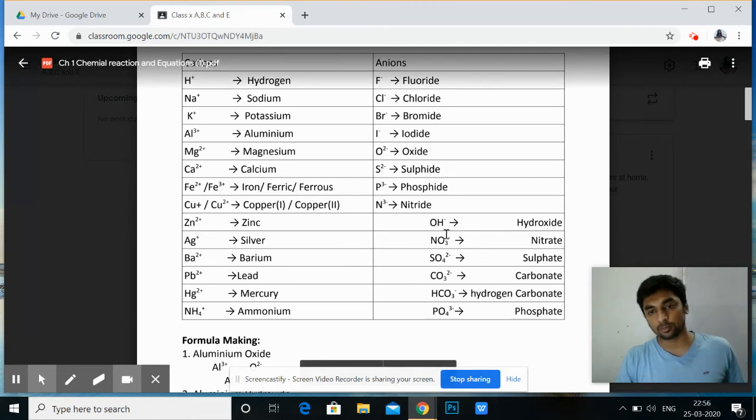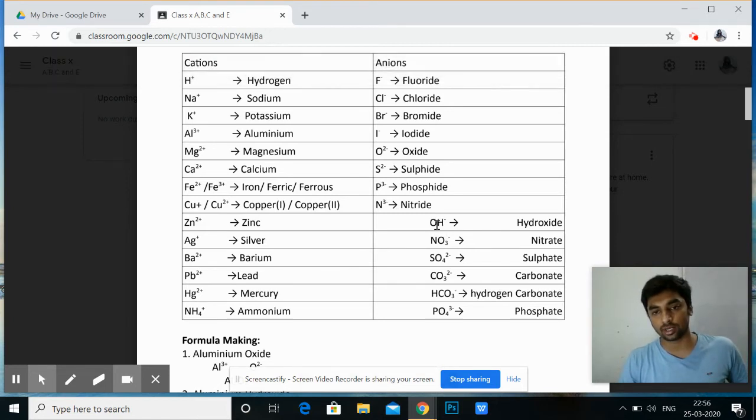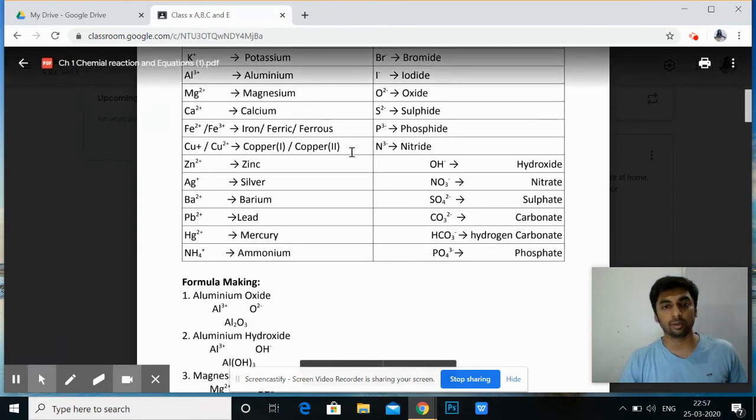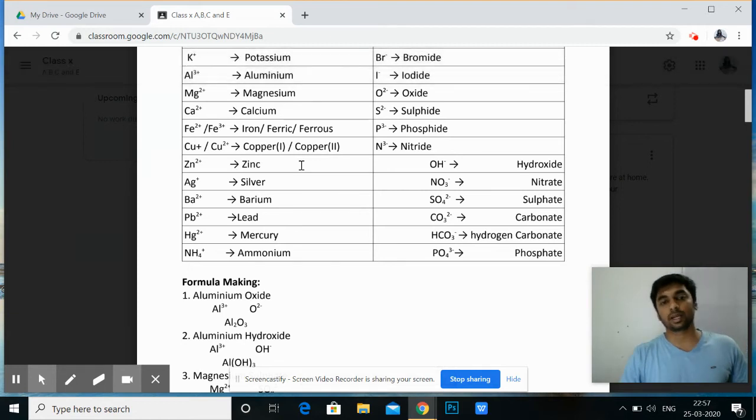And here are the ions with two or more atoms: hydroxide ion OH-, NO3 nitrate ion, sulfate SO4 2-, sulfite SO3, carbonate CO3 2-, hydrogen carbonate HCO3-, and phosphate PO4 3-. So please remember this, and if you don't remember, then practice hard so that you can remember it. Because if you don't know the ions, then you will not be able to make the formula.